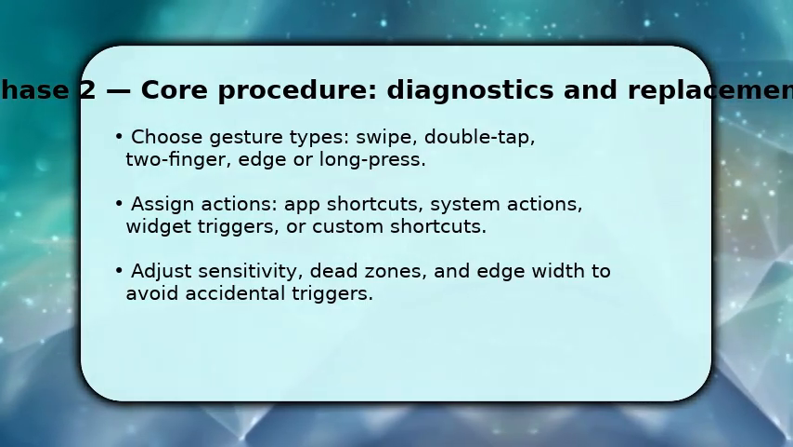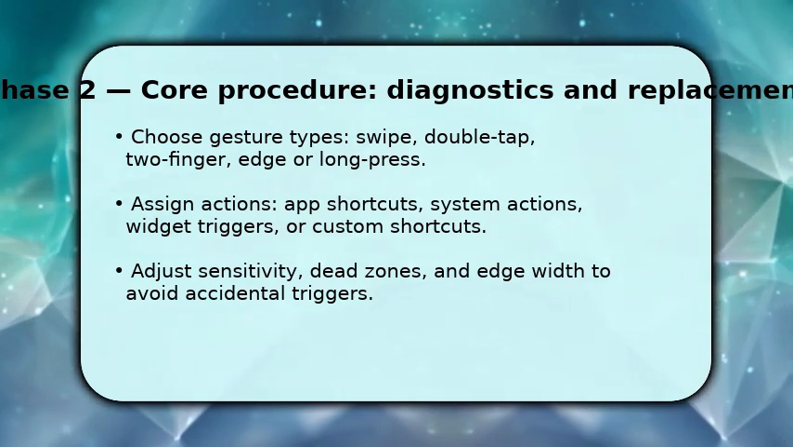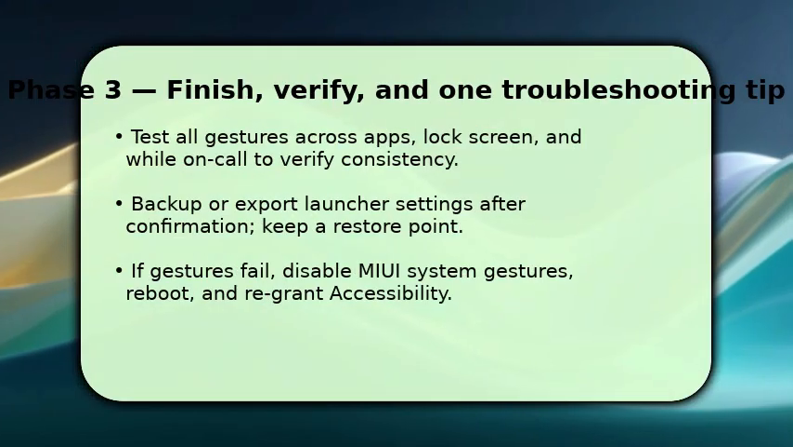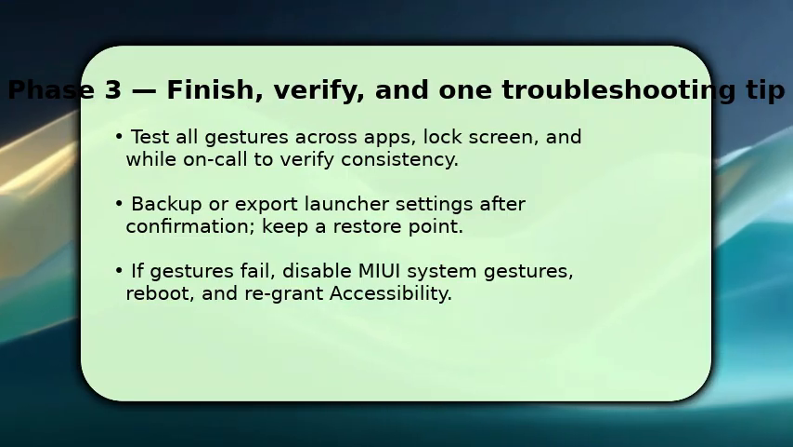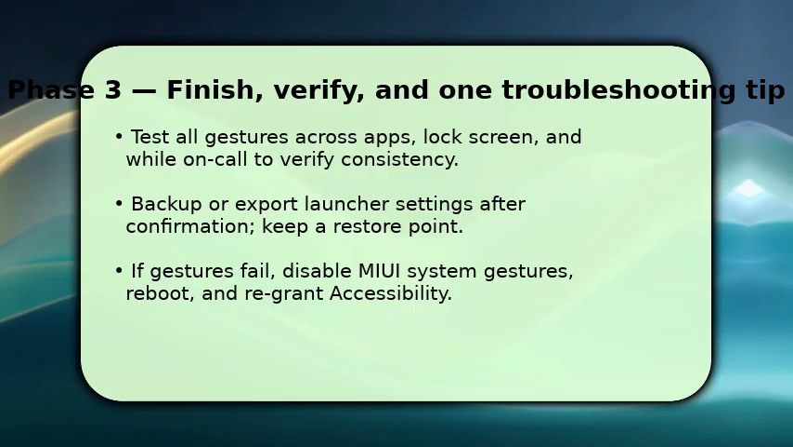Once configured, test each mapping sequentially, so you can isolate and correct conflicts early. Finish by testing gestures in real scenarios, home screen, app drawer, and during media playback. Make tweaks for any unexpected behavior, then export your launcher profile so you can restore preferences quickly.